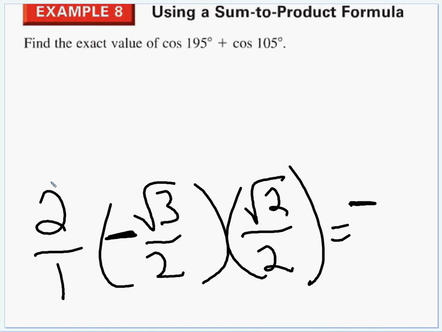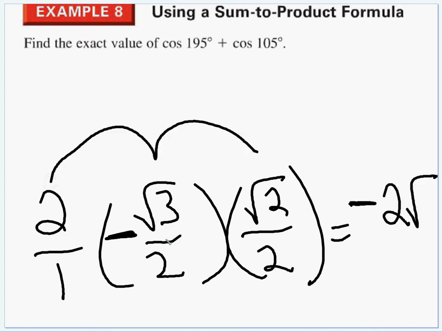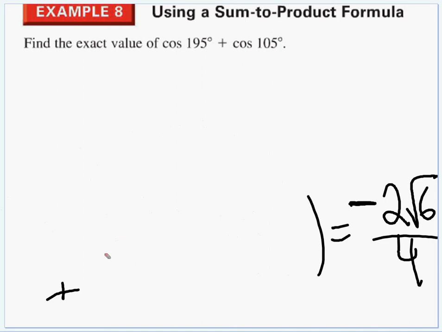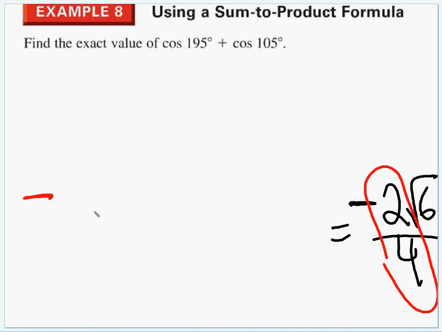And then we're going to have this 2 times those radicals. So that's going to be a 2 radical. Radical 3 times radical 2 is radical 6. And then in our denominator, 2 times 2 is 4. Negative 2 root 6 all over 4. And I do see the 2/4. We can reduce that fraction. So that's going to be a negative 1 root 6 over 2. Negative root 6 over 2 is our exact value.